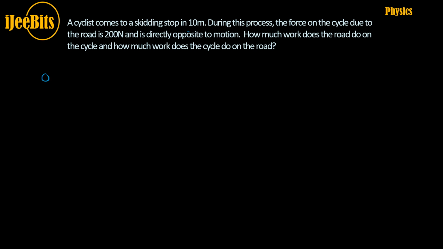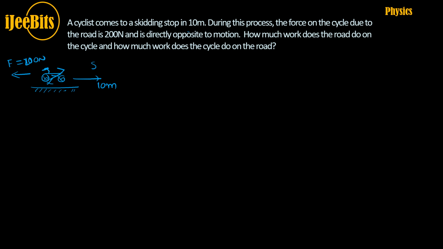Let's say we have a cycle, right? So this is moving on the road. Due to the skidding, it comes to a stop in 10 meters, is what is given. S is given, and then the force applied by the road. So basically, frictional force. How much is the frictional force? 200 newtons, right? 200 newtons frictional force, which is in the opposite direction to the displacement, correct?